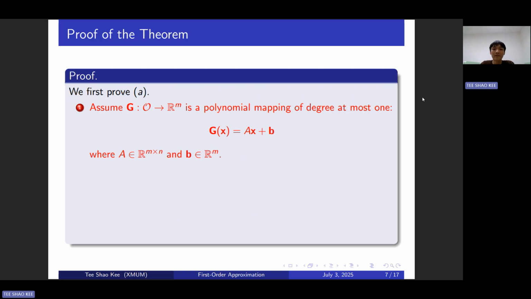Let's first prove A. If f has a polynomial approximation g, then f is differentiable. Let's assume that g is a degree 1 polynomial map, written as g(x) equals Ax plus b, and it is a first order approximation of f at x0. By assumption, the limit of the error goes to 0. This implies that the function f and the linear map Ax plus b agree very closely near x0. Their difference is negligible compared to the size of h.